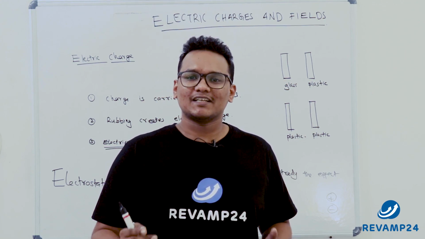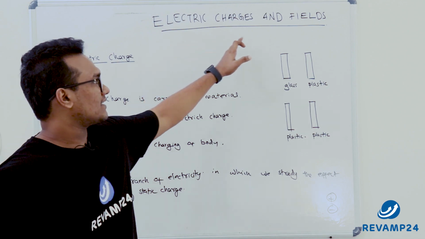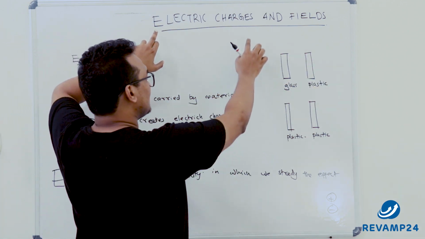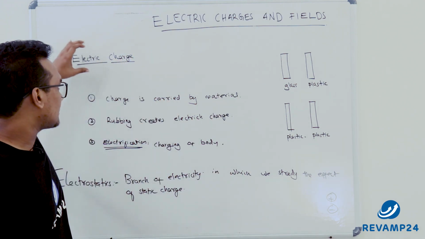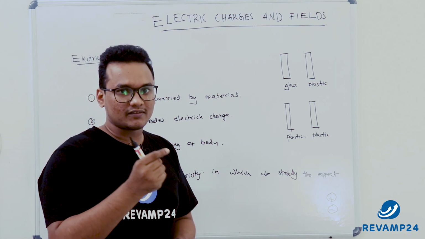Today we are going to start the first chapter from class 12 physics, which is electric charges and field. So first I will explain to you what electric charge is in this video. So that is the introduction part. Now, electric charge: we know that there are two types of charges existing, positive and negative.